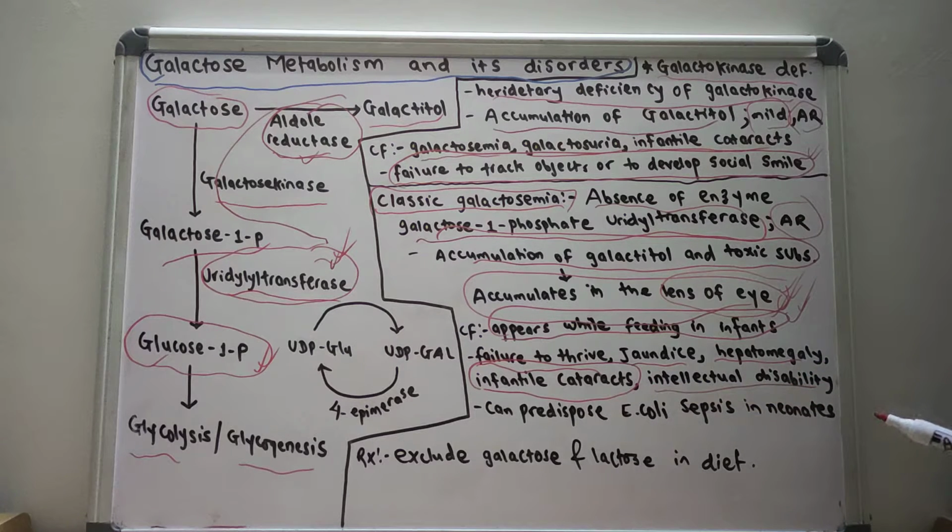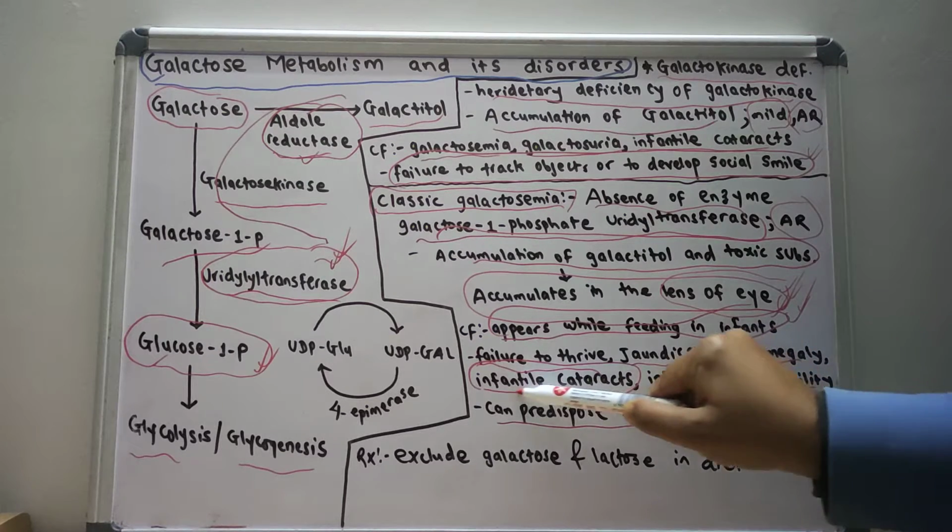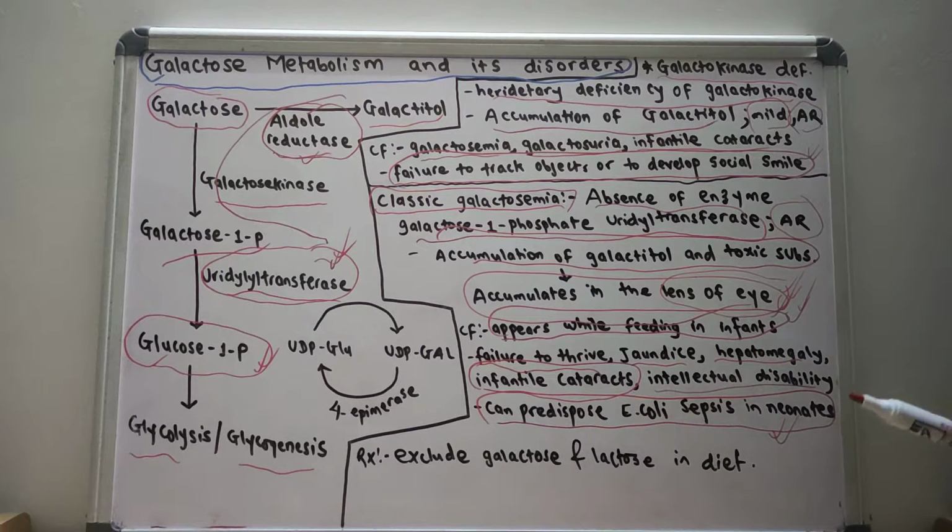disability. The children with classic galactosemia can also be predisposed to E. coli sepsis. So in neonates who have classic galactosemia, they can also be predisposed to E. coli sepsis. So what is the treatment?